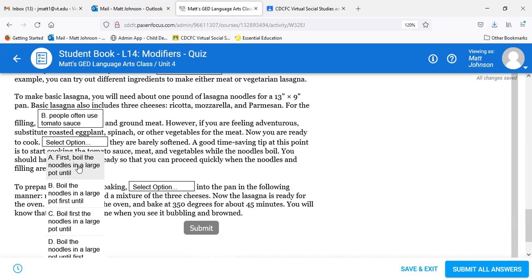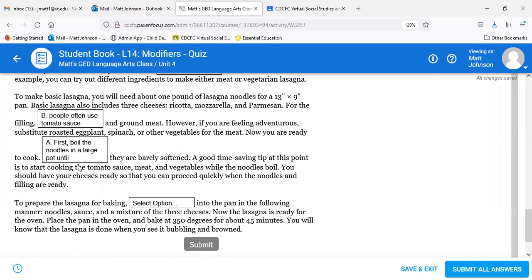Here's a good example because we're offsetting that. If we're talking about a list, we're going to set that off with a comma. So the other ones here: boil the noodles in a large pot first until softened. That's incorrect. Boil first the noodles in a large pot until they are barely softened. Here, separating out first indicates to the reader what we are starting with, and that's the idea. How do I start my lasagna? First, comma, boil the noodles in a large pot until they are barely softened.